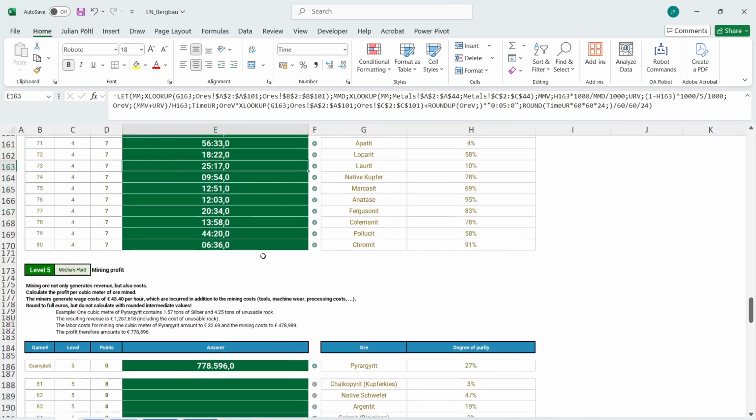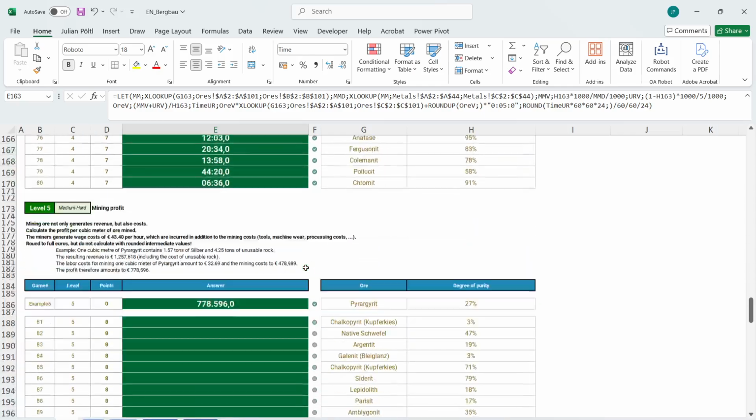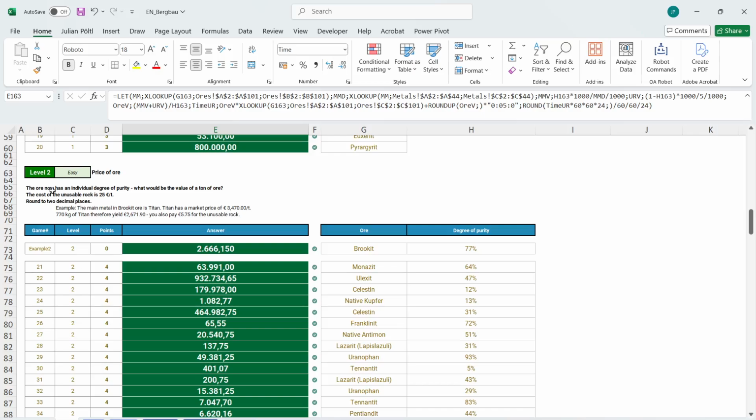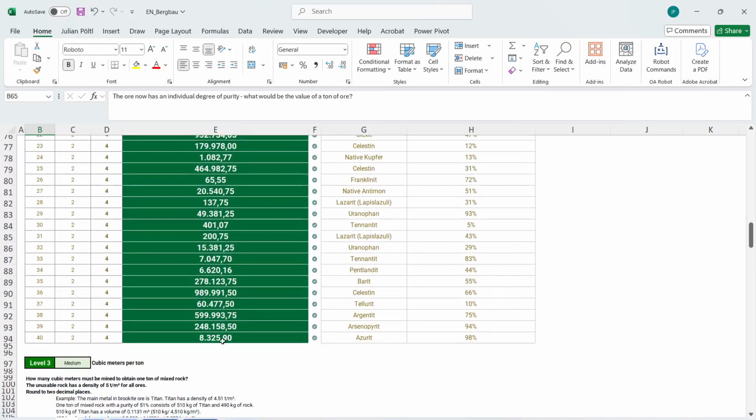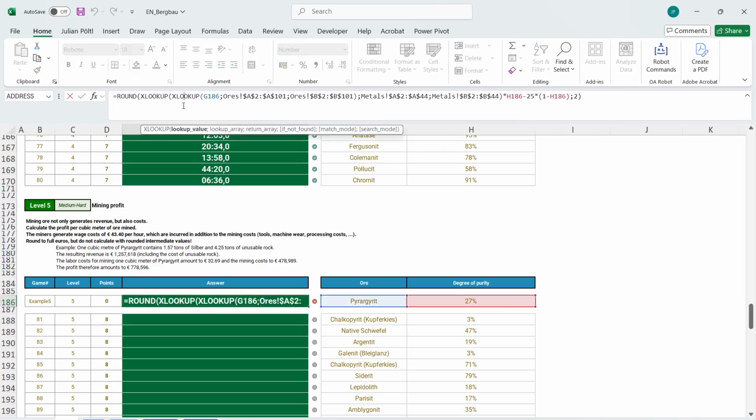Okay, mining profit. So not only revenue, also costs are asked this time. We have ore specific mining costs, and we have revenue based on the stuff. But here we will have to watch out. 1 ton of ore, and here we are asking for 1 cubic meter of ore. So this is for 1 ton.